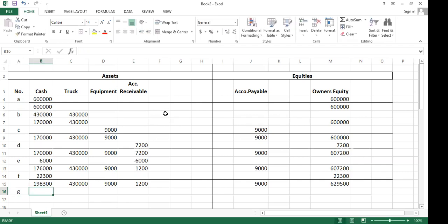Payment of 5,000 was made on the equipment purchase in C. Accounts payable is reduced by 5,000 and cash is reduced by 5,000.